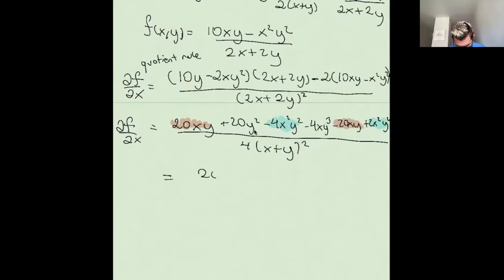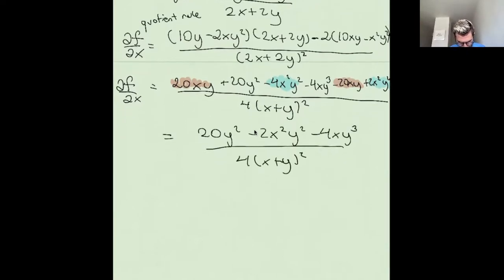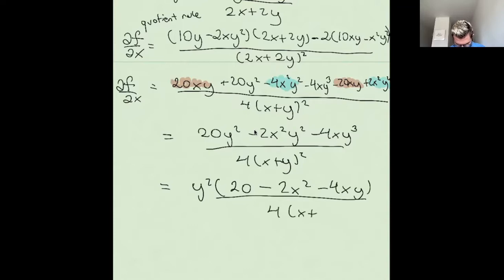So you get 20y squared minus 2x squared y squared minus 4xy cubed over 4x plus y squared. And so you get y squared times 20 minus 2x squared minus 4xy over 4x plus y squared.